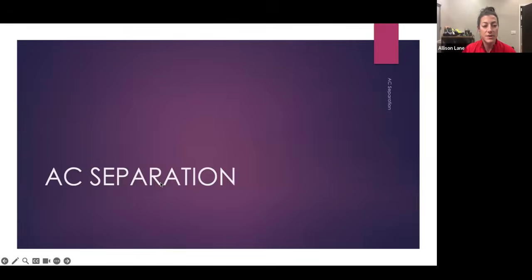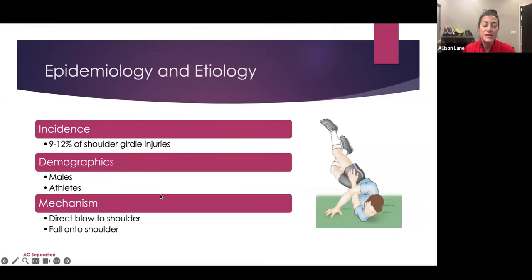First off, we'll talk about AC separation. The incidence of this is a pretty decent amount. I'm sure we've all seen some of these. About 9 to 12% of shoulder girdle injuries. Overall, males and athletes are the people who we tend to see have these. The mechanism is usually going to be either a direct blow to the shoulder or a fall onto the shoulder itself or an outstretched arm.